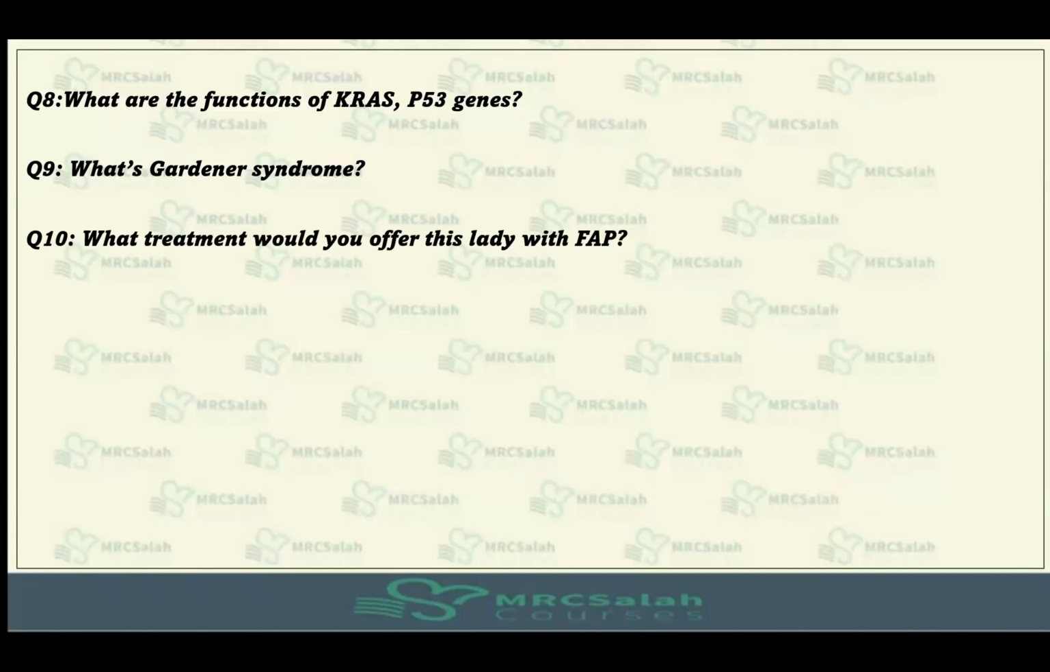Yes, perfect. Okay. So what treatment would you offer this lady with FAP? You can answer, Mark, if you know. I think I'll probably give her a prophylactic colectomy. Yes, colectomy. By which age? Before 25. Yes, by the age of 25, and we can do it earlier if a lesion was detected. But if there is nothing abnormal, we do it at the age of 25. Okay, right.